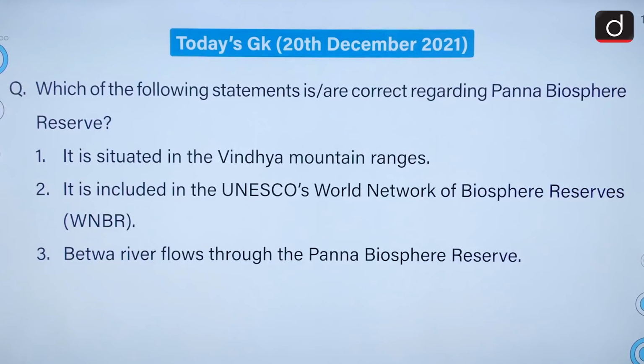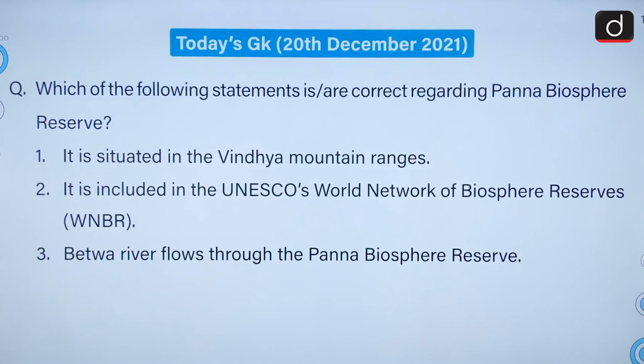Moving on to the next question. Which of the following statements is or are correct regarding Panna Biosphere Reserve? It is situated in the Vindhya mountain ranges. It is included in the UNESCO's World Network of Biosphere Reserves. Betwa River flows through the Panna Biosphere Reserve. So we have to select the correct answer.